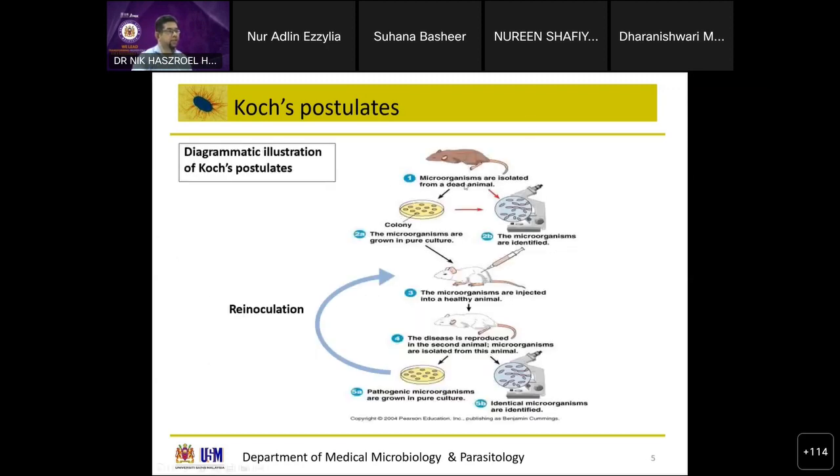So this is an illustration of the Koch postulate. The microorganisms are isolated from a dead animal, and then they are able to grow the organism in a pure culture, and the microorganisms are identified in the lab, and then it can be injected into a healthy animal, and when injected into a healthy animal, it produces the disease. And this organism can be again re-isolated in pure culture and identified again. So this is what we do in the lab. When you send blood culture, you send urine sample, we do this in the lab. So that's how we know that that organism is the one causing disease in your patient. So that's the role of the lab.